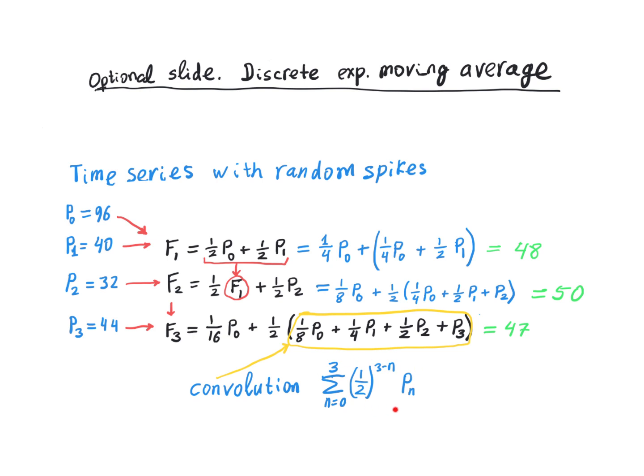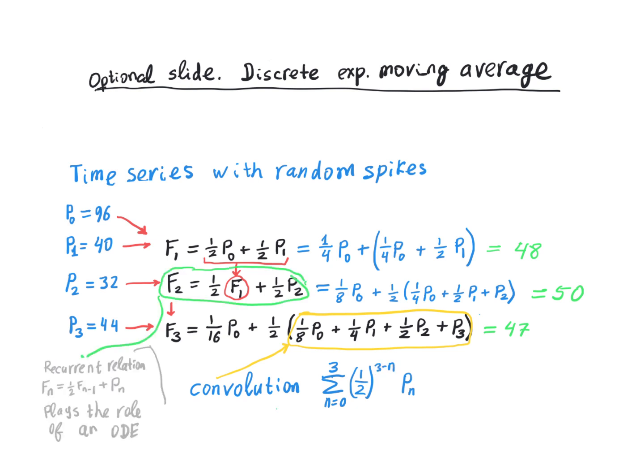The expression like this is called a convolution. Its distinct feature is that the index n appears either only by itself or in the expression like 3 minus n. So here 3 represents the current time, so like current time minus n. One more remark. Observe that we have a recurrent relation between consecutive values of f. Such recurrent relation plays the role of a differential equation in the continuous model.